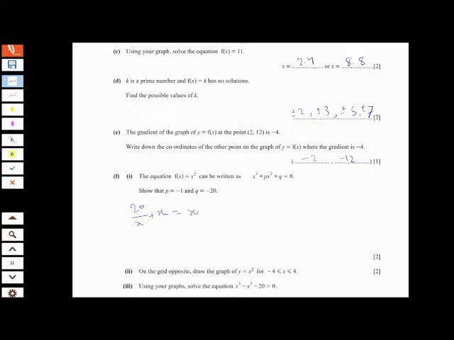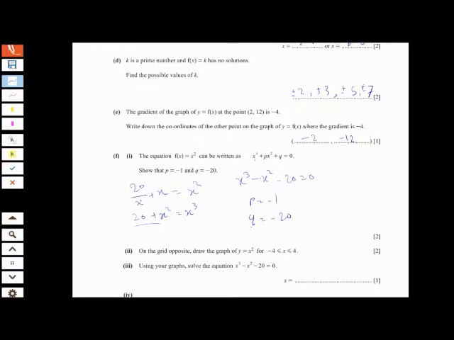You multiply everything by x to get rid of the denominator. You will get 20 plus x squared equals x cubed. As you can see here, x cubed is positive, so you don't take x cubed to the other side. You take these to the other side. So it's going to be x cubed minus x squared minus 20 equals 0. And so p is negative 1 and q equals negative 20. And then, that's shown.